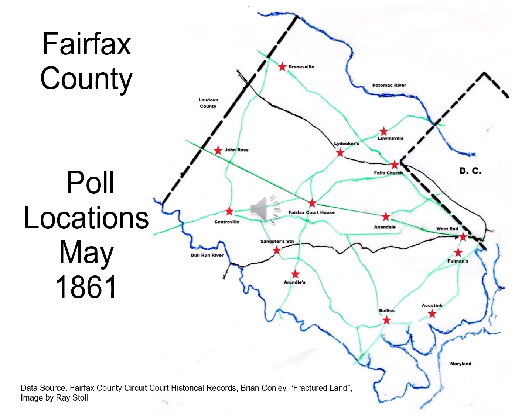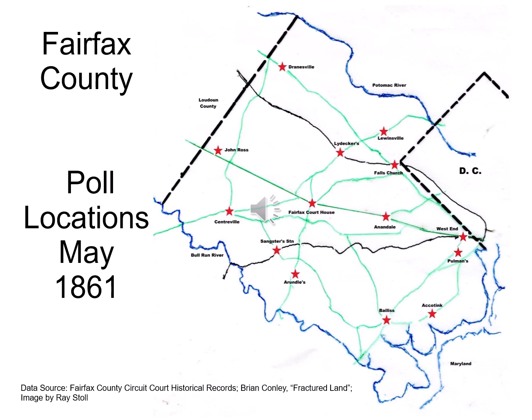This brings us to the secession vote in Fairfax County. Fairfax County had 6 voting precincts, each with at least 2 polling stations. This map I hand drew based on other historic maps. Each red star is one of Fairfax's 14 polling locations. Starting at the northwest, you see Drainesville, and then south of that, the John Ross home along the Loudoun County line. Further south, you see Centerville. Then across, you see Sangster Station, which was on the Orange and Alexandria rail.